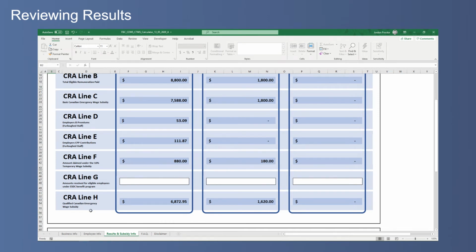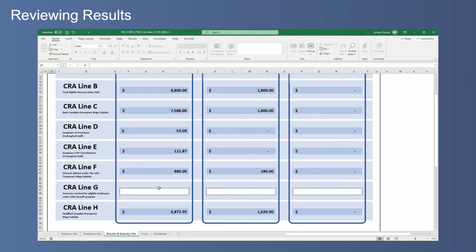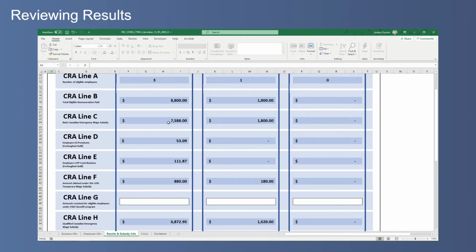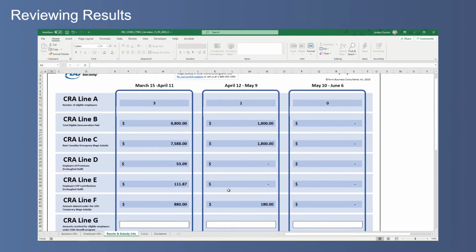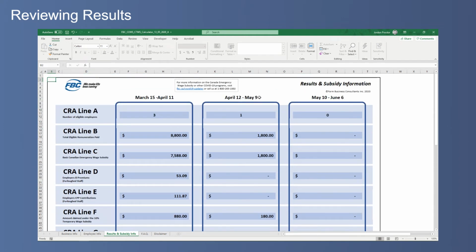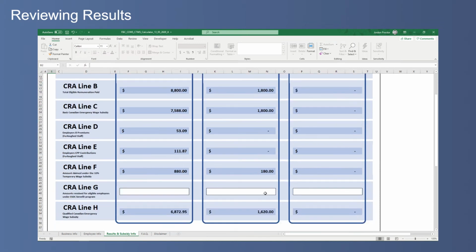The CRA line H is the qualified Canadian emergency wage subsidy after all of these values have been considered. So originally it was $75.88. But now we've considered the $8.80 and CRA lines D and E for EI and CPP. Our total amount then is $6,872.95.